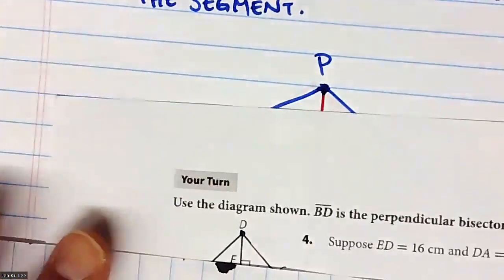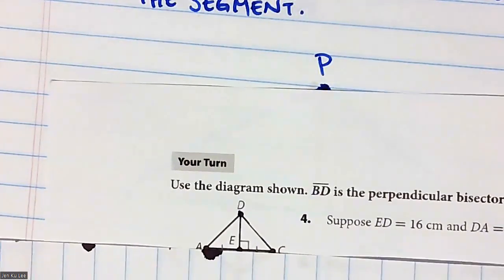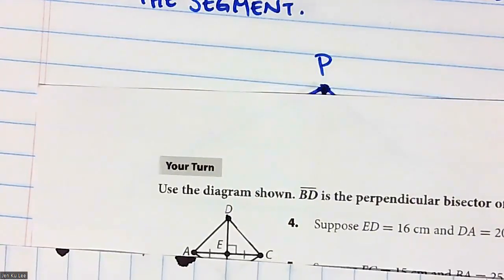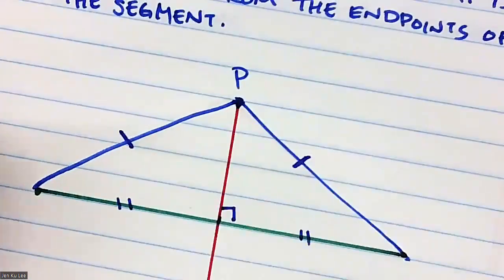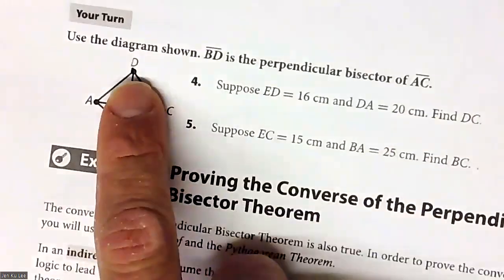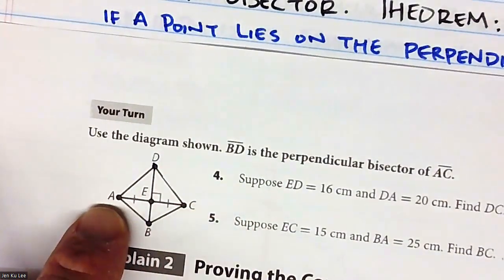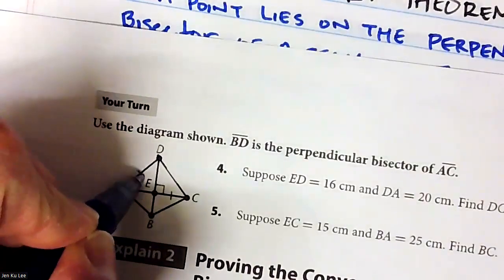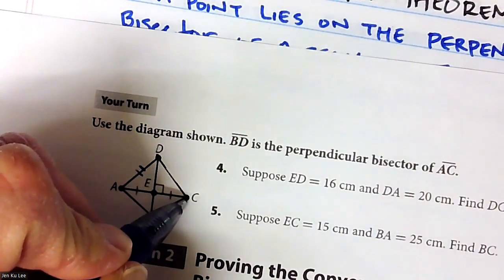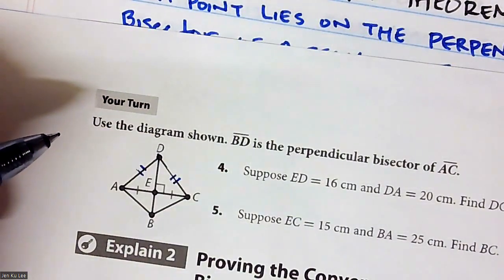Right? That picture right there, I'll show it to you guys again. This picture right here, right? I just covered up point B, which is the same picture as this picture here. Okay. So point D lies on the perpendicular bisector of AC, which means AD is congruent to CD, equidistant from the endpoints of that segment.